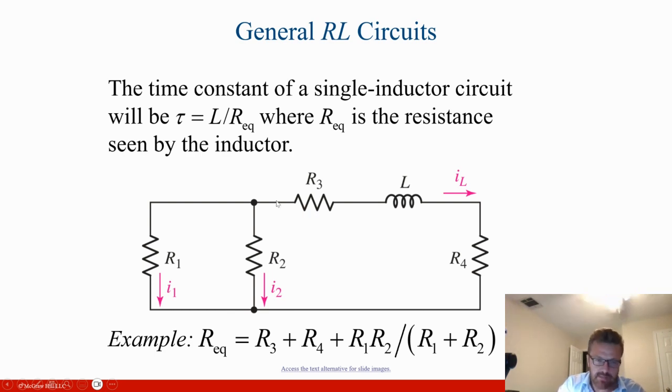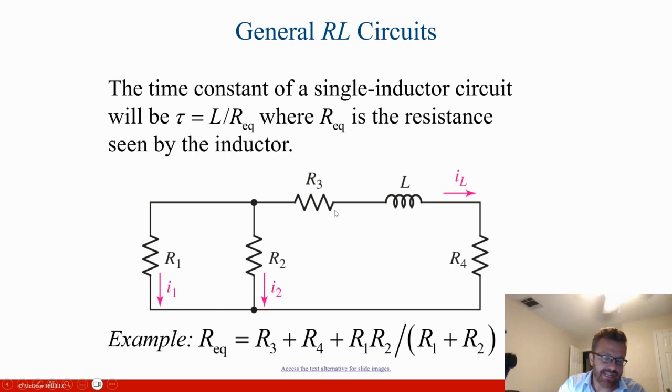So it has to go through R3. So it's going to be R3 plus, R3 is in series. Then it can branch through R1 or R2. So R1 and R2 are in parallel. So it's R3 plus R1 parallel R2. And then once it sums back together at this node, it has to go through R4.